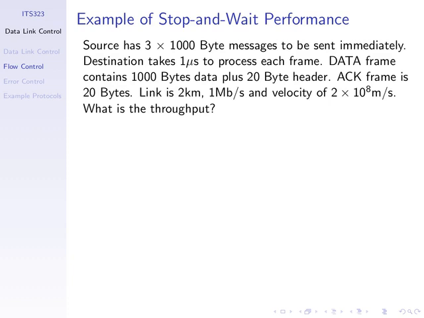So the signal representing bit 1 is received by B at this point in time, which is what time? At what time does B receive the first bit? Try and calculate that. When is the first bit received by B?